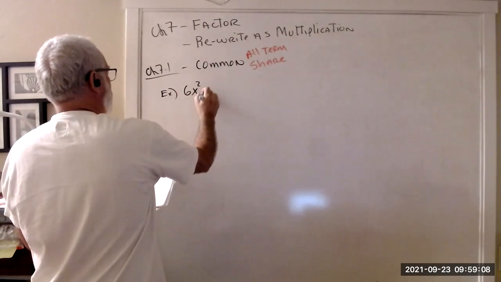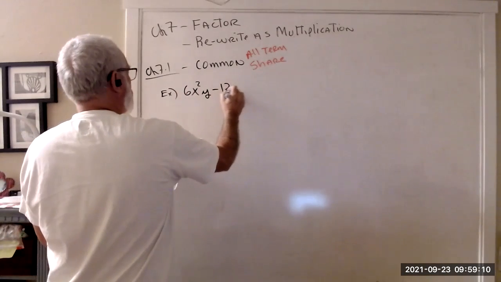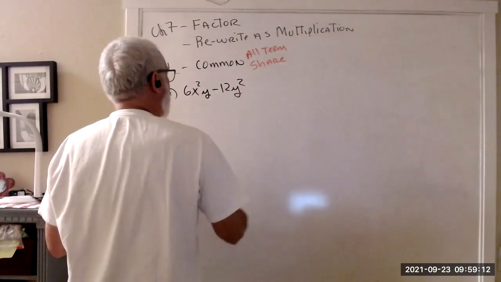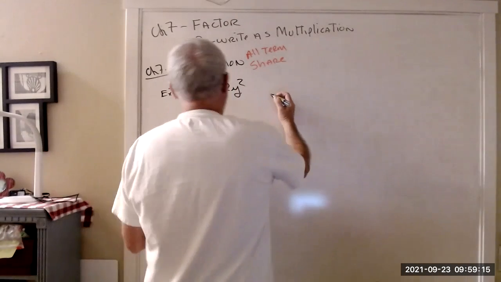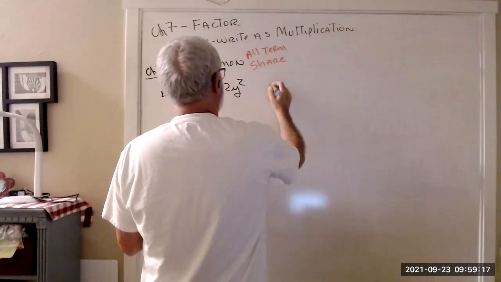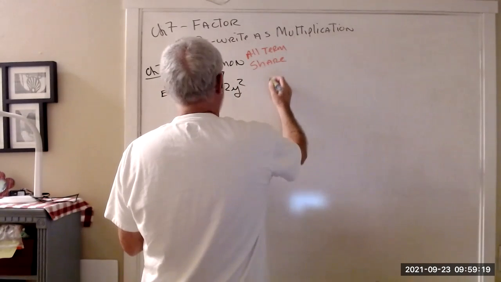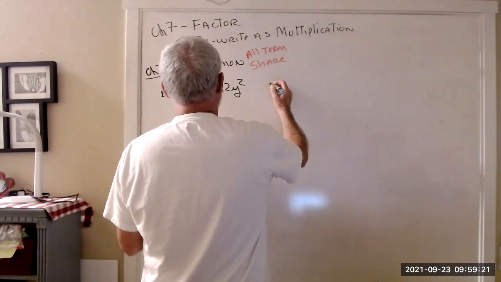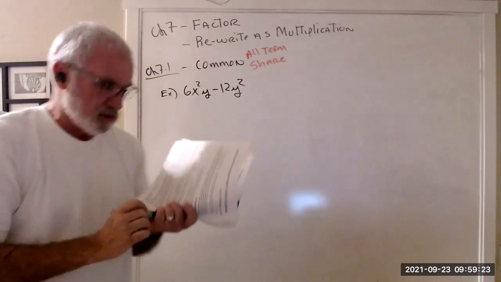Six x squared y minus 12y squared. Okay, and I'm not sure I want to give you this example or not. All right, well, I'll wait on it. Take a second. You got about 30 seconds.